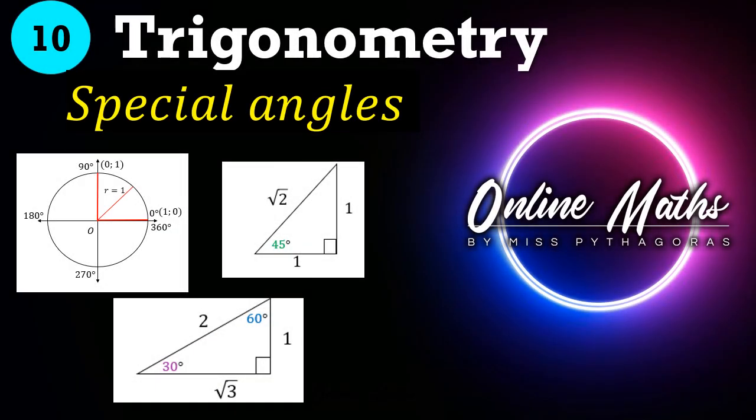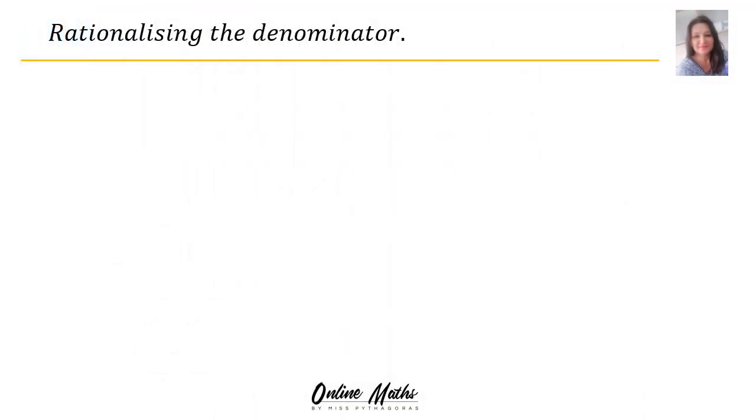Hello everybody, in this lesson I will discuss special angles in trigonometry. Now before I can start with the special angles, there's a concept in maths that I quickly want to explain to you, and that is called rationalizing the denominator. So what that means is if you find an answer and the denominator contains a root, then you want to get rid of that root and only give me a number, and that you call rationalizing the denominator.